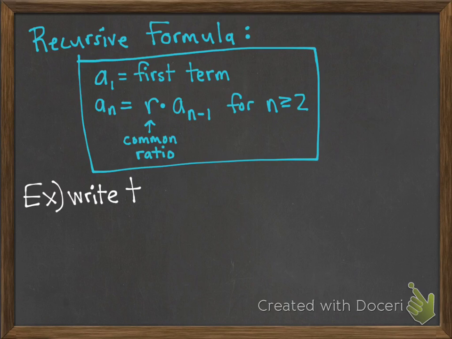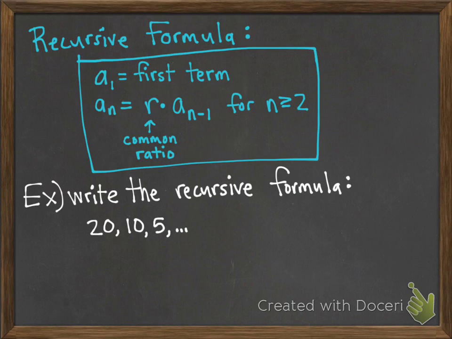Here's an example. If we have a geometric sequence and we want to write the recursive formula, we first have to identify what the first number is. In this case, the first number is 20. And then we have to identify the common ratio, which number it's timesing by. Well, this pattern is dividing by 2 each time, so our common ratio is going to be 1/2.